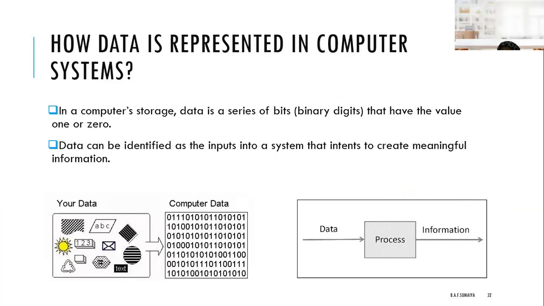How data is represented in computer systems. In computer storage, data is a series of bits, binary digits that have the value 1 or 0. Data can be identified as the inputs into a system that intends to create meaningful information.